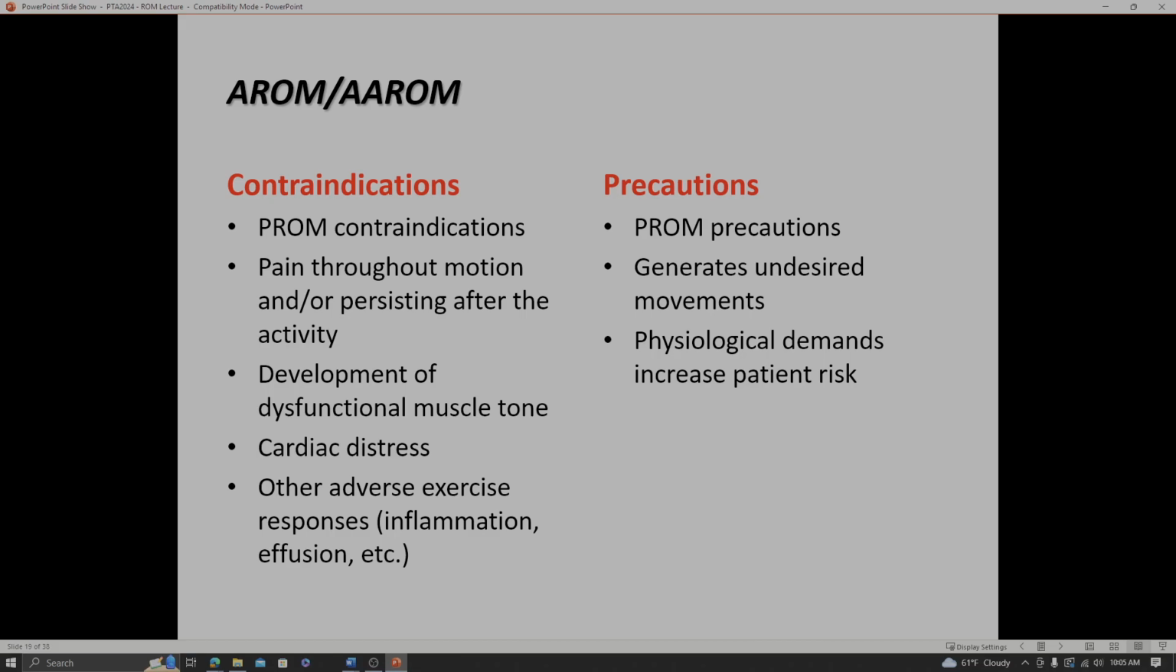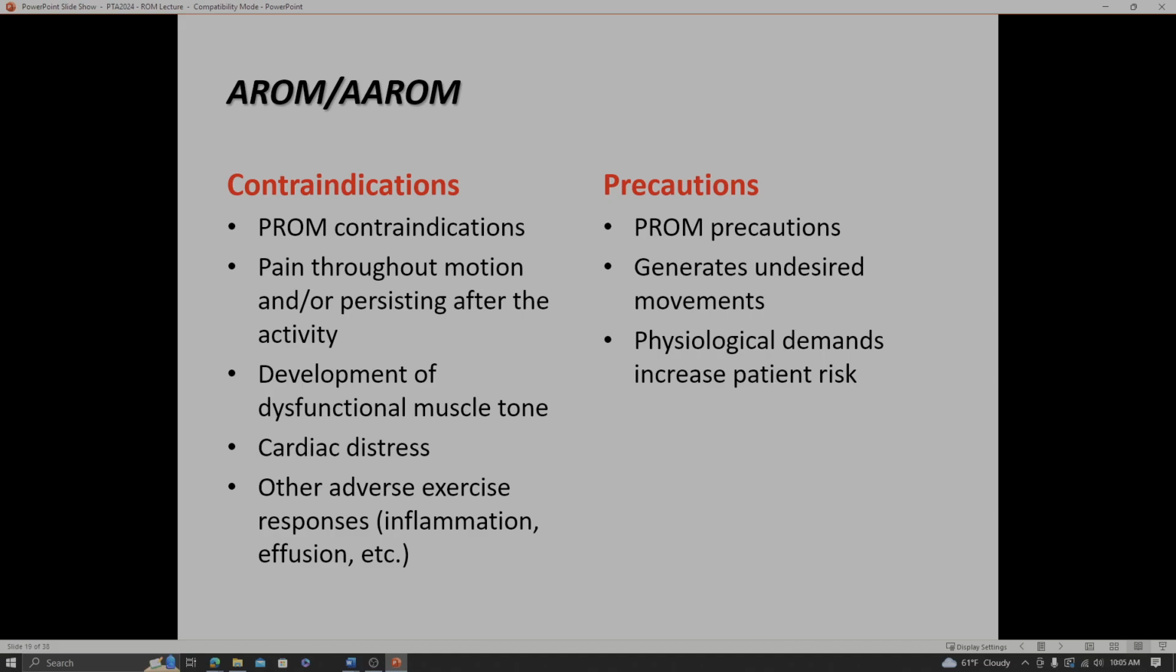There is a contractile component to this. There is a cardiovascular component to this. So we have to know that the cardiovascular system is not distressed and is capable of keeping up to that output, that performance. So you have to know the med history, and then other adverse side effects to exercise, inflammation, effusion, other things that may be contributing or comorbidities surrounding just exercise in general. So same precautions for this. If it's going to generate undesired movements or physiological demands, it increases patient risk.